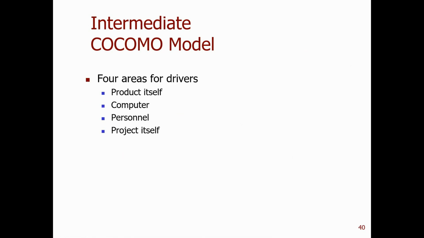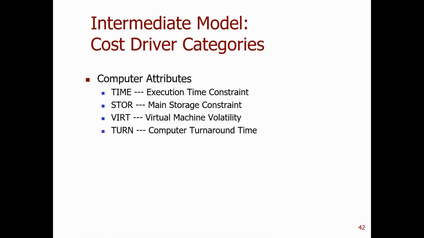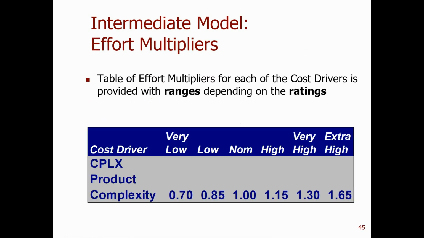The intermediate model is just an extension of the basic model. Just consider these 4 areas of the cost driver: product itself, computer, personnel, and project. There are 15 attributes, and each attribute takes a value from very low to extra high. If I don't mention a particular cost driver, you just consider that cost driver to be nominal. Just take a value of 1.